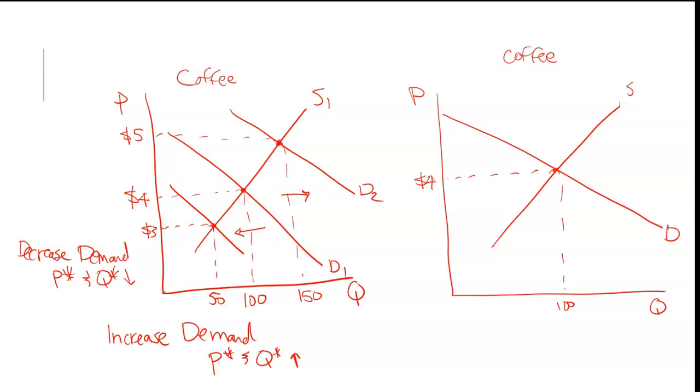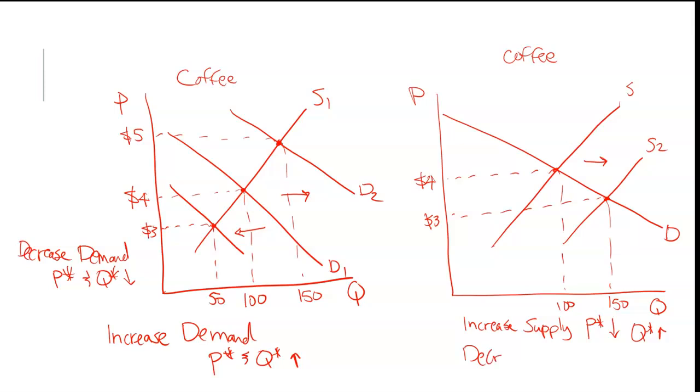Let's say we have an increase in supply. We have more coffee suppliers entering the market, so our supply curve is going to shift to the right. If we have an increase in supply, that gives us a new equilibrium point where we have a lower price and a higher quantity. So P star is going to decrease, Q star is going to go up.